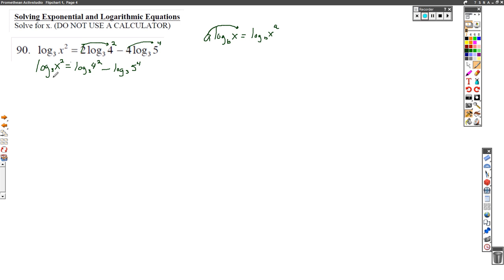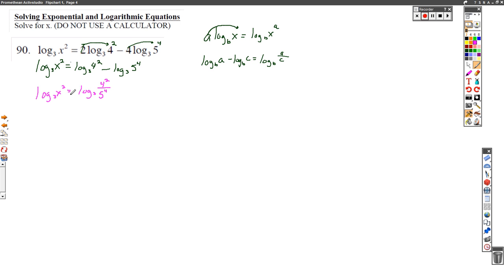Next thing we're going to do is use the log rule that says that log base b of a minus log base b of c is equal to log base b of a divided by c. So we're going to take those two and turn them into a fraction. I'm going to leave this one alone, so log base 3 of x squared. And we're going to turn those 2 logs into 1 log. So now we're going to have 4 squared over 5 to the 4.